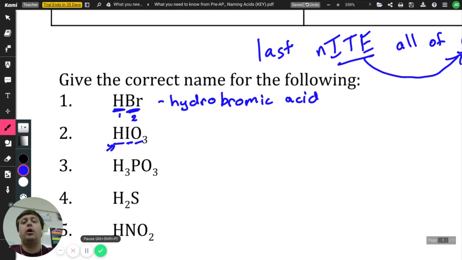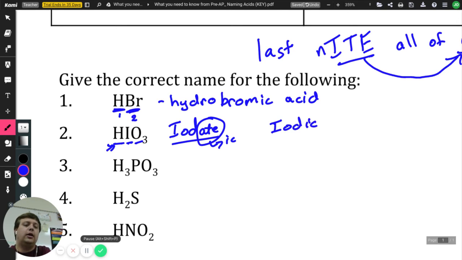So how do I do this? Well, I start with my anion. Well, this anion is what? Okay, well, you need to think back on your polyatomic ion names. IO3 is iodate. Okay, so iodate. Well, we would take this, we would change our ending to ic, right? Because last night all of us ate something icky. So ate goes to ic. So this would be iodic acid.